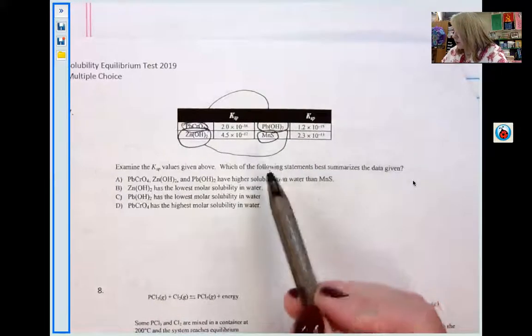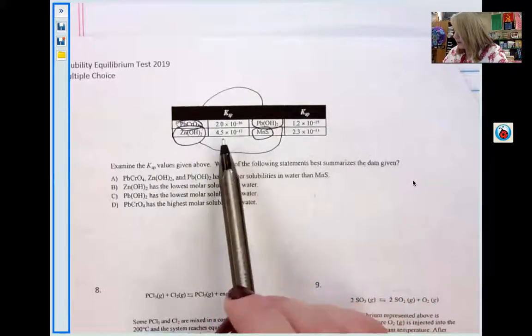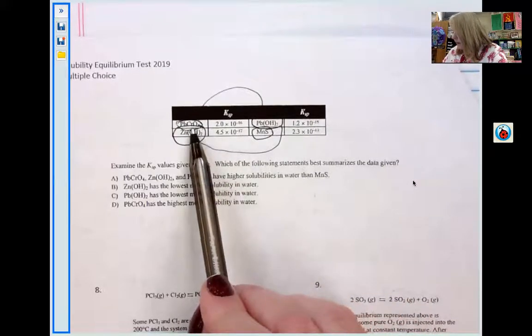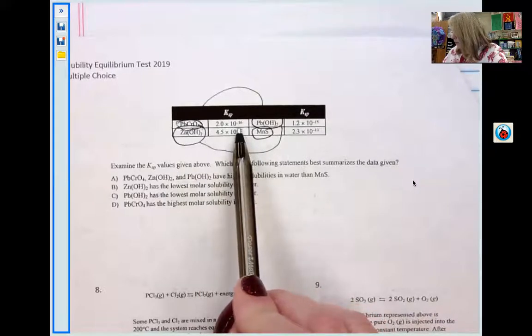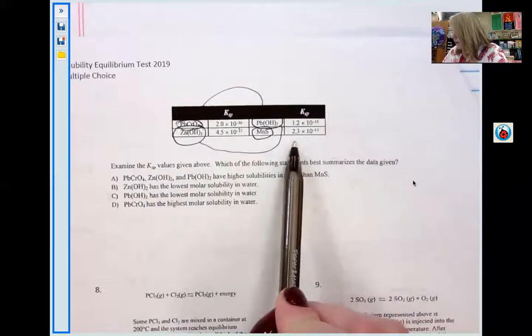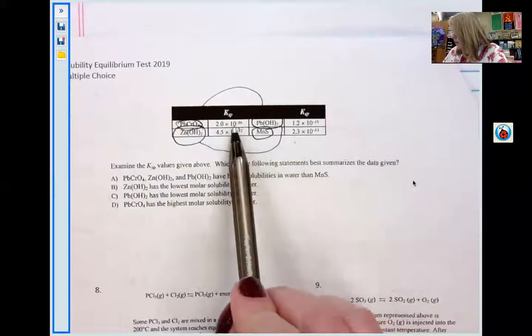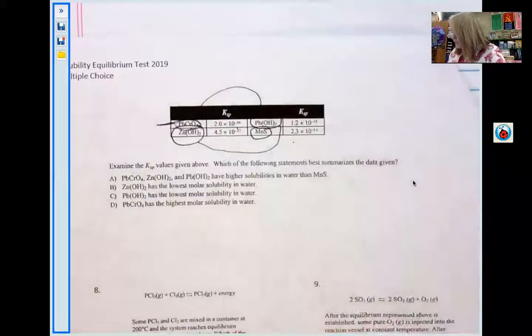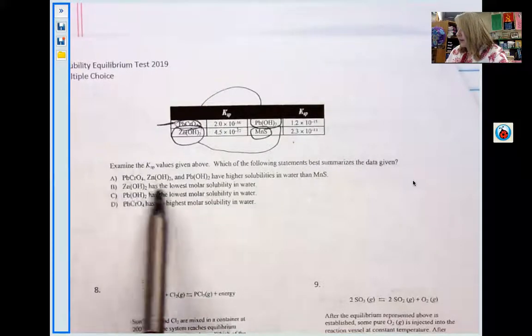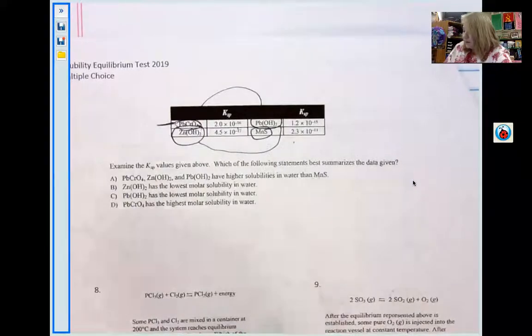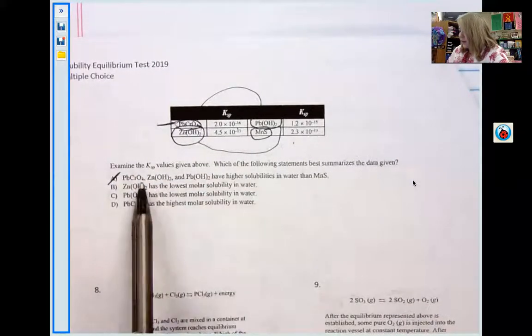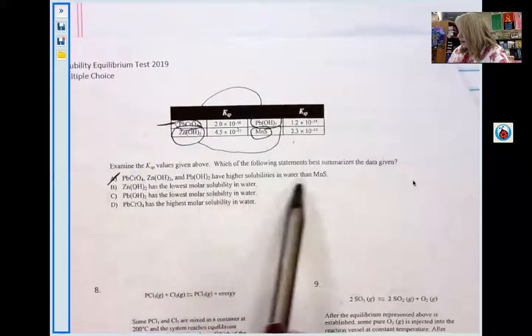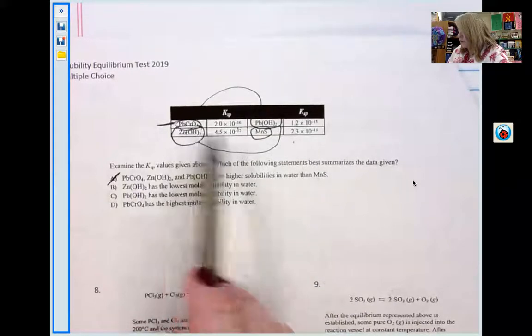So let's see if we can figure out just a couple of things here. All right, so lead chromate. Look at its KSP value. Look at manganese sulfide. The one that would have the lowest solubility in water between those two would be the lead chromate, okay? It has a lower solubility than the manganese sulfide. So that in and of itself would actually eliminate A. It says lead chromate and the other two have higher solubilities. No, it has a lower solubility than manganese sulfide.